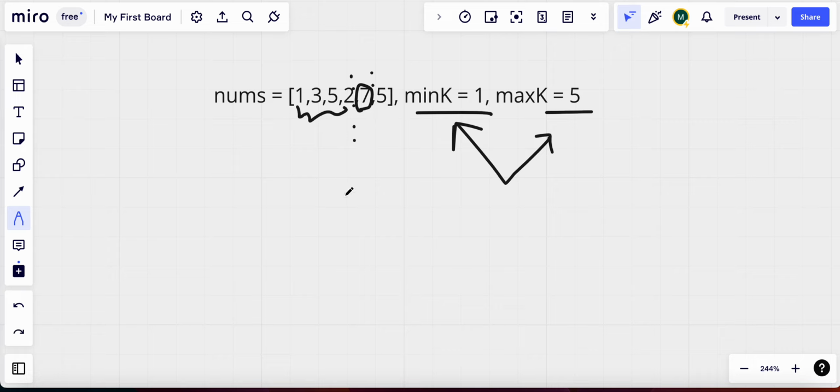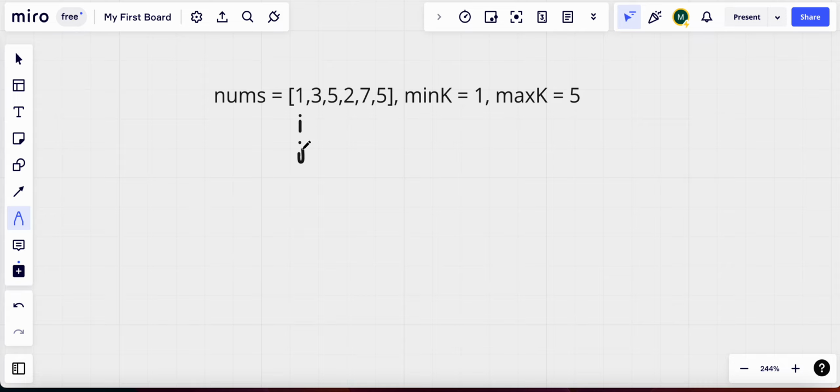Now let's see how we could solve this problem. Let's first start with the brute force mechanism. In the brute force, we are going to start with two indices, index i and index j. So we are going to loop over each value for index i, and index j will be nested within this for loop.